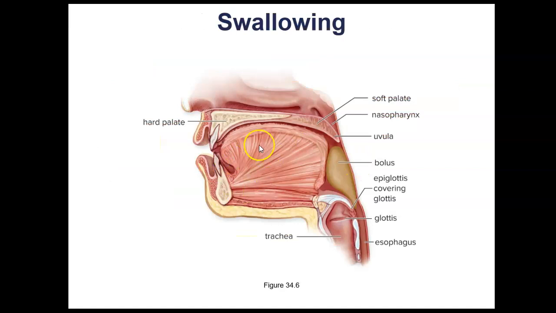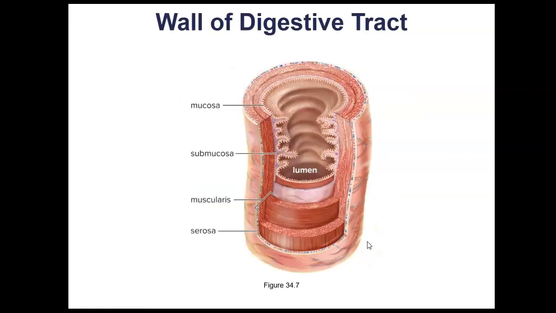So here is an illustration of our oral cavity and the upper part of our throat, and it shows you where the esophagus is compared to the trachea. So food forms into a bolus in our oral cavity, and when we swallow it, the epiglottis covers over the opening to the trachea, covers over the glottis, and food passes into the esophagus and then to the stomach. So this is the bolus of food passing into the esophagus.